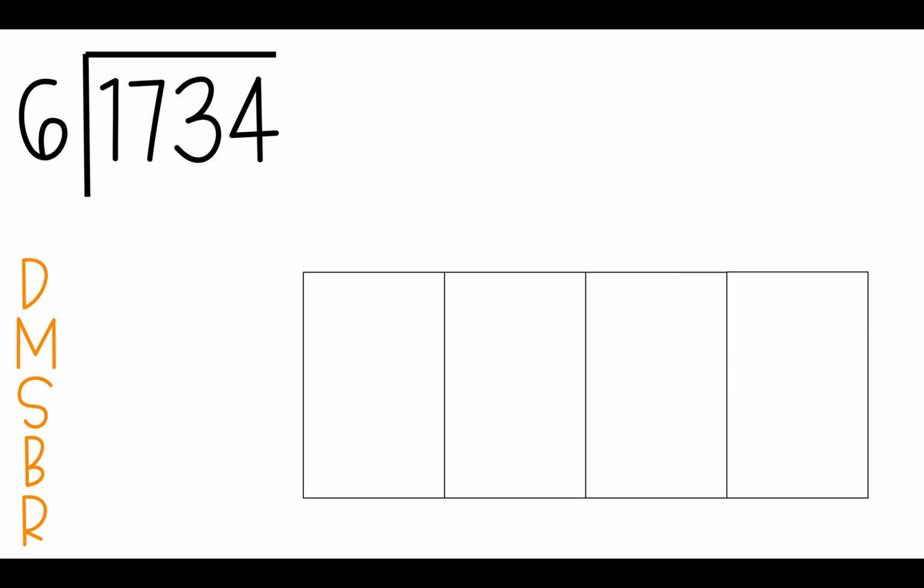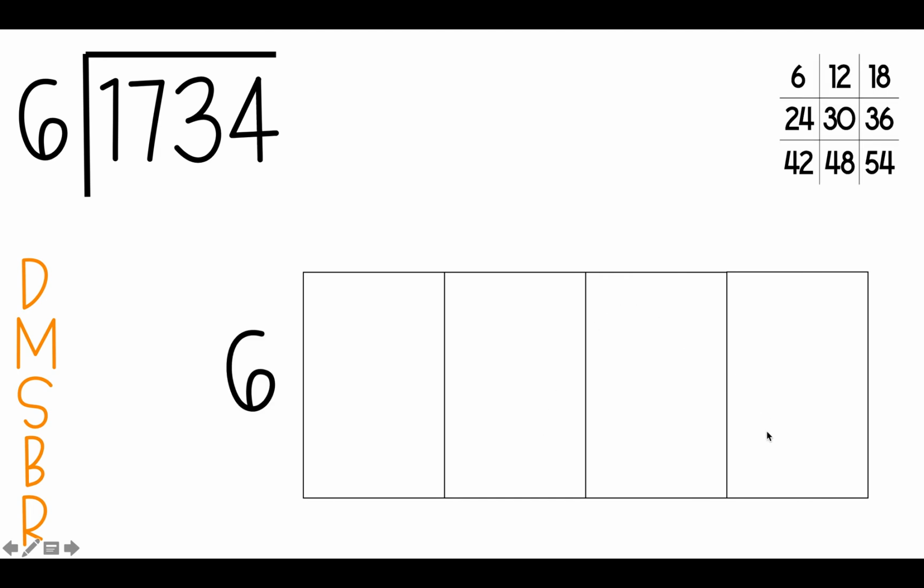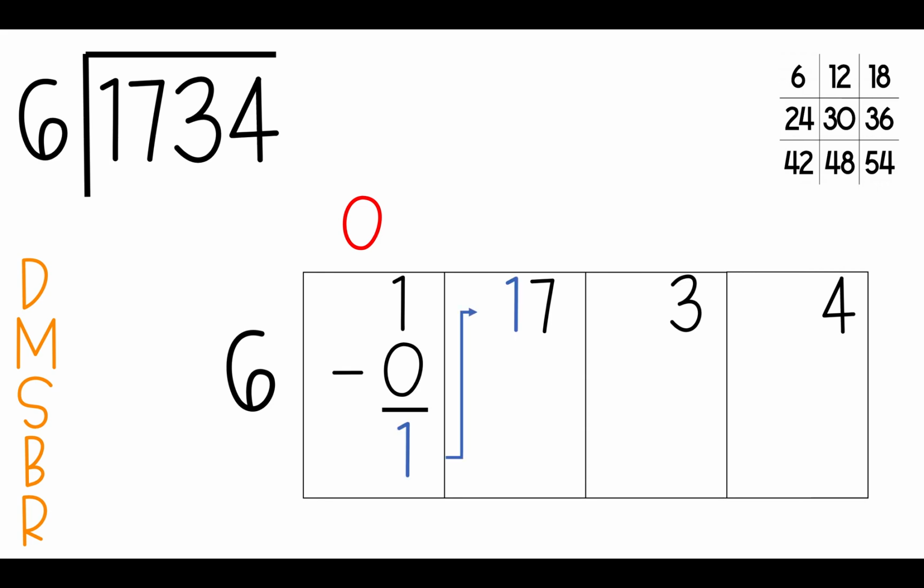Next, I have 1,734 divided by 6. This time, because I have 4 digits, I'm going to have 4 boxes, right? So I put a 6 to the side, and then I fill in 1, 7, 3, 4. And I get started. Well, 6 cannot go into 1, so I put a 0 up top. Then I do 0 times 6 is 0, subtract, I'm left with 1, bump the 1 over, and my 7 becomes a 17. 6 can go into 17 only twice, because 3 sets of 6 is 18, so it goes in twice.